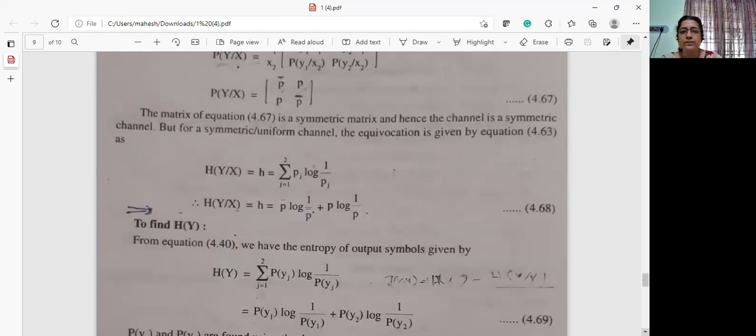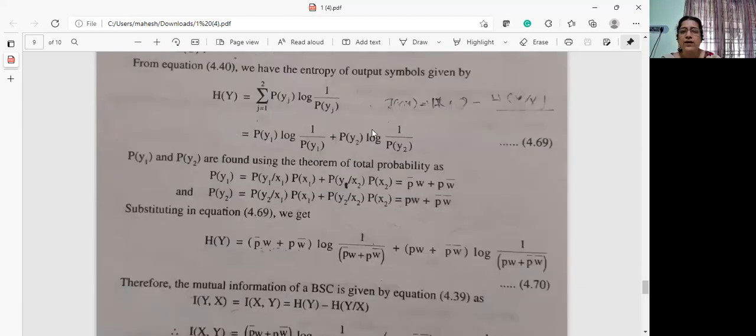That is, the two probabilities are there. So H will be P log 1 by P plus P bar log 1 by P bar. Here it is written as P bar log 1 by P bar plus P log 1 by P. And to find H of y, it will be the sum over j equal to 1 to 2 of P of yj log of 1 by P of yj. So there are two values, P of y1 log of 1 by P of y1 plus P of y2 log of 1 by P of y2.